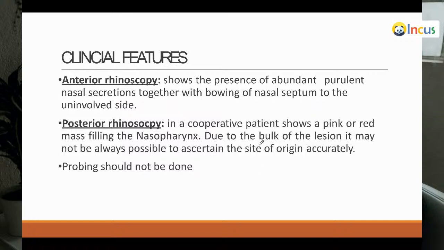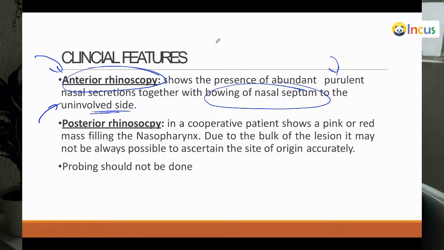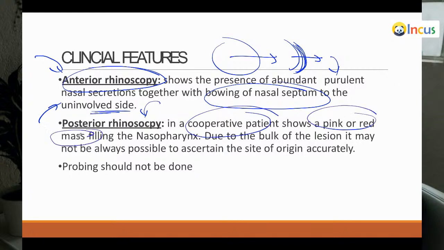So how do you make the diagnosis? Anterior rhinoscopy, so that you can identify purulent nasal secretions and bowing of the nasal septum to the uninvolved side. Once the mass is causing pressure, there is bowing of the nasal septum onto the uninvolved side. And posterior rhinoscopy, in a cooperative patient, shows a pink or red mass which is filling the nasopharynx. And never do probing, that's important.